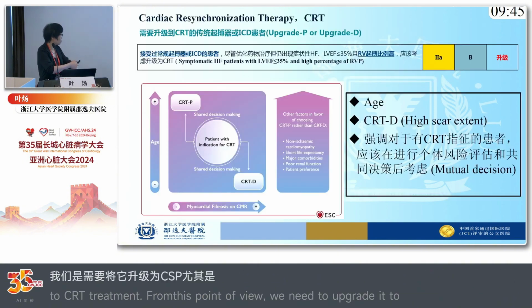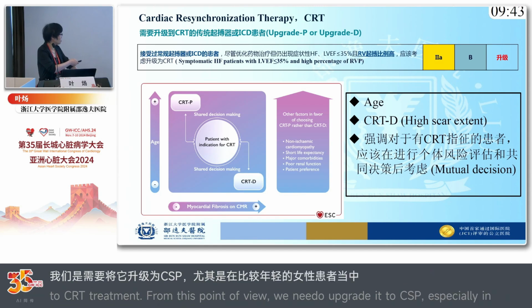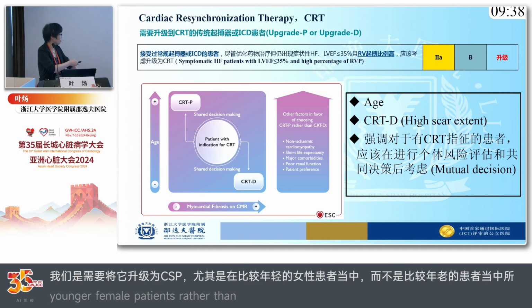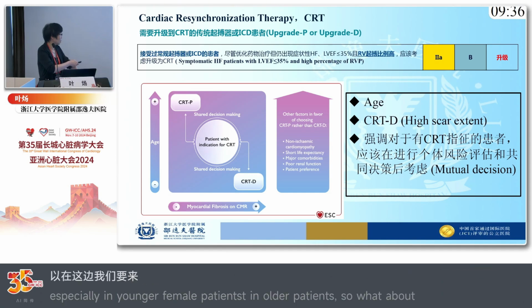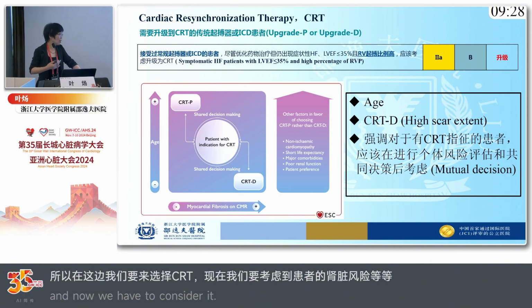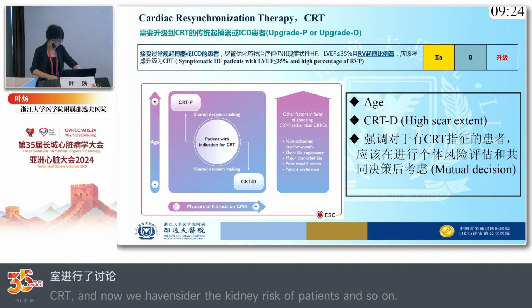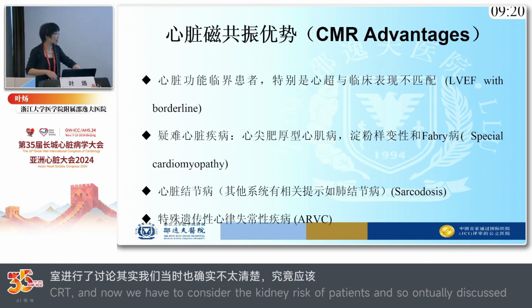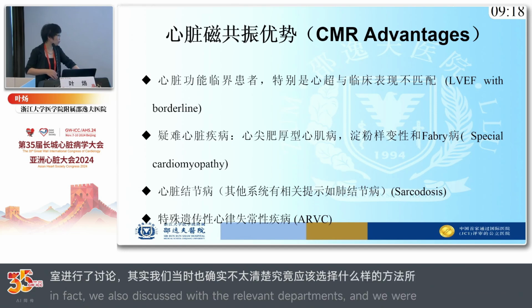So from this view, we have to choose CRTD. And she is also very healthy, with no poor renal function, and there is patient preference. We discussed with her relatives, and they chose CRTD. Actually, we don't know which one to choose, honestly. So we use a CMR scan. This is our choice, right?